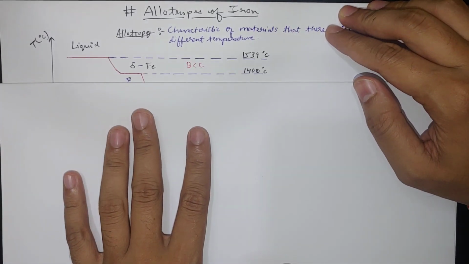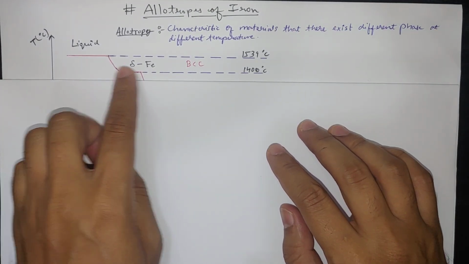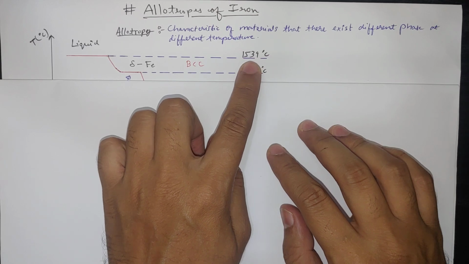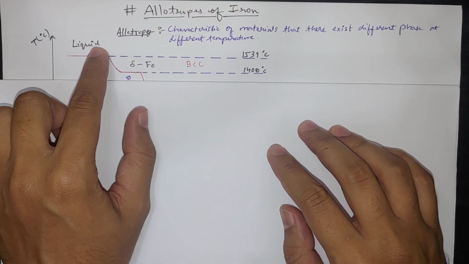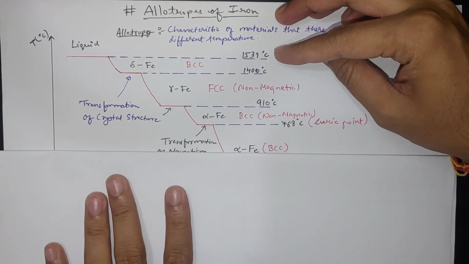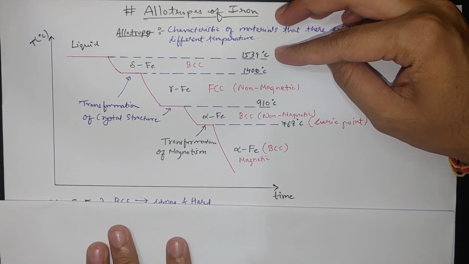We'll see that at 1539 degrees temperature and above that we have the liquid phase of iron. So here is the graph for allotropes of iron.